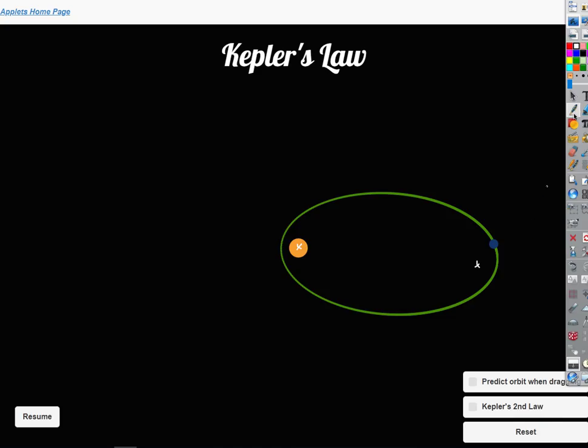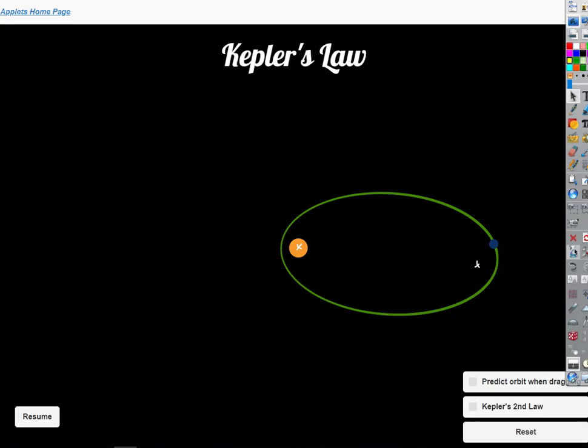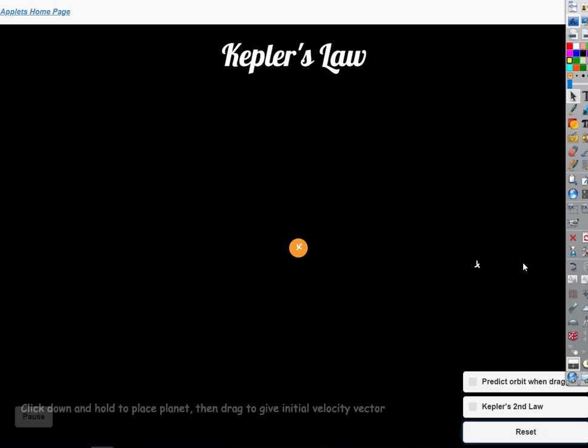But if we do something instead, like this, if I start with a planet, let's just try that. That's a lot more circular. It's still going to be elliptical, right?